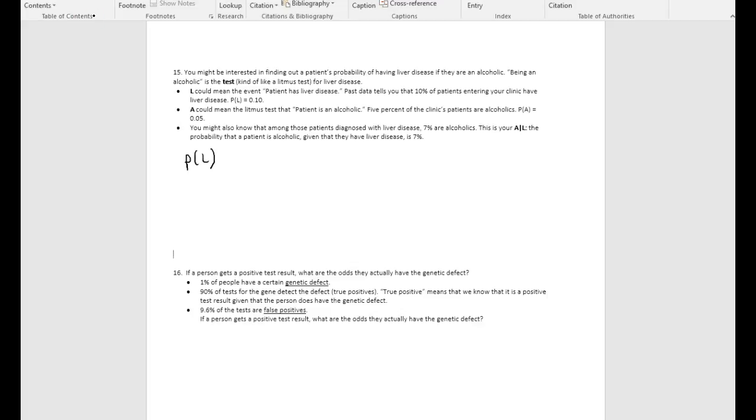So the probability of L is 0.10. A could mean the litmus test that the patient is an alcoholic. And it says 5% of clinic's patients are alcoholics. So it actually gives us this information as well. You might also know that among those patients diagnosed with liver disease, 7% are alcoholics. So given that they have liver disease, so given L, they're an alcoholic 7% of the time.